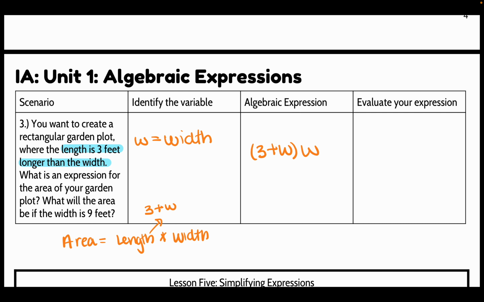Now we need to evaluate the expression. Well, in our problem, we know that the width is 9 feet. So now we're going to plug in 9 feet. So 3 plus 9 times 9. 3 plus 9 is 12. 12 times 9 is 108. So 108, and then don't forget our unit. Area is feet squared.